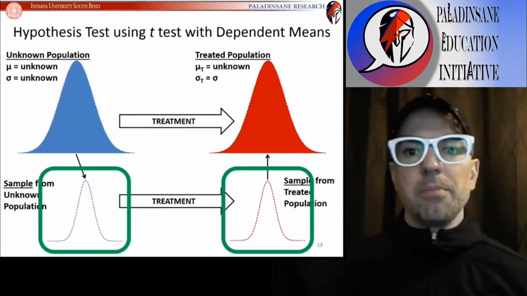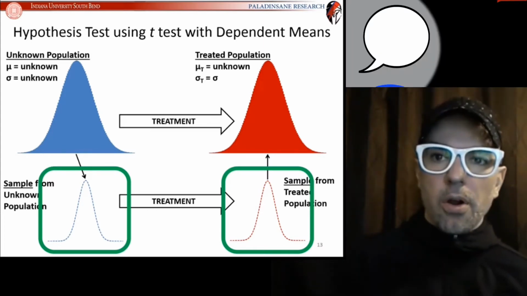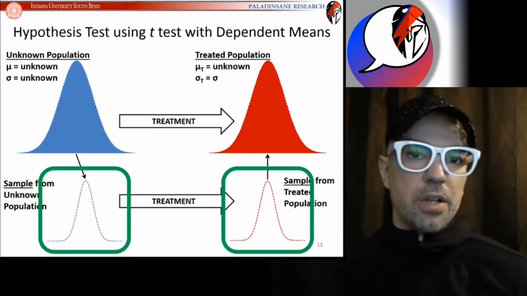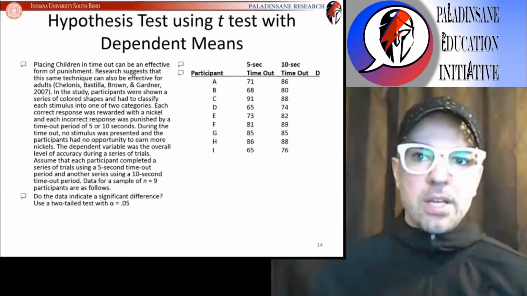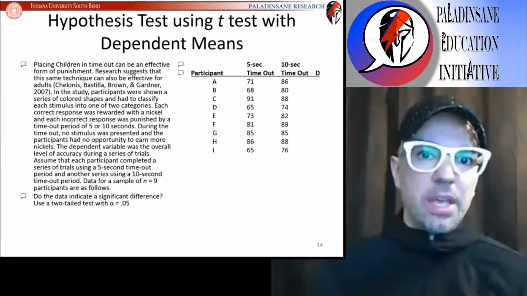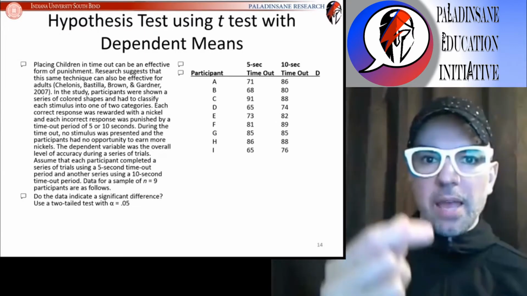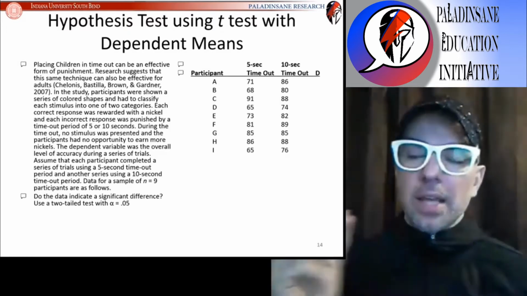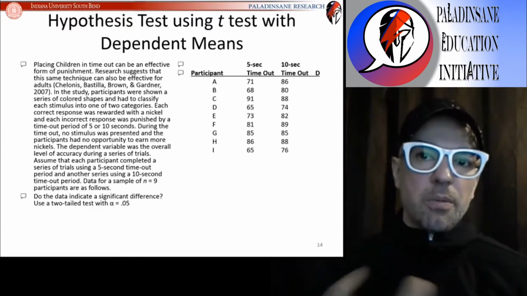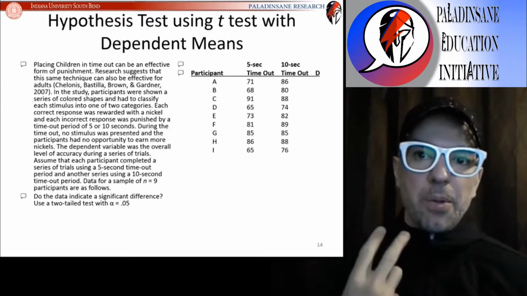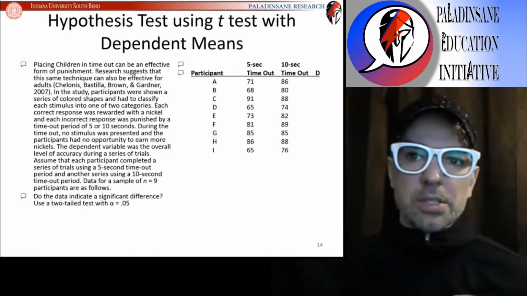And it's called dependent means because the sample mean for one condition and the sample mean for another condition are dependent on the same people. So the sample mean for the 5-second timeout condition is dependent on the scores of participants A, B, C, D, all the way to I. The 10-second sample mean is also dependent on the same people. So that's what we mean by dependent means. Both sample means are dependent on the exact same people. So we're measuring every single subject twice.